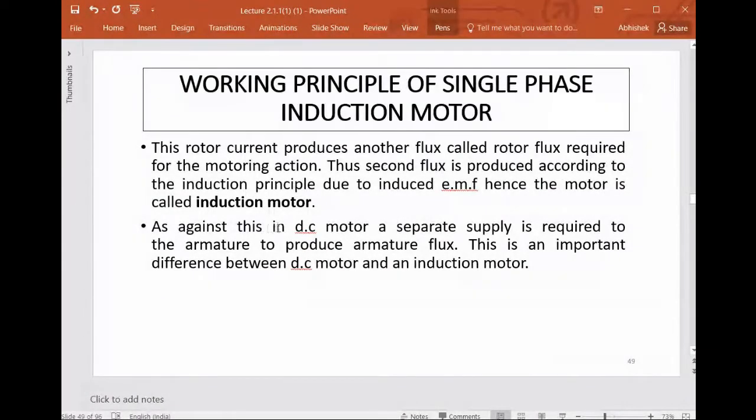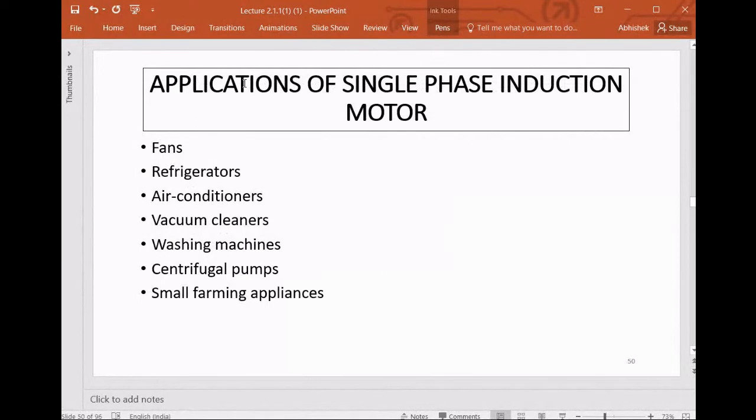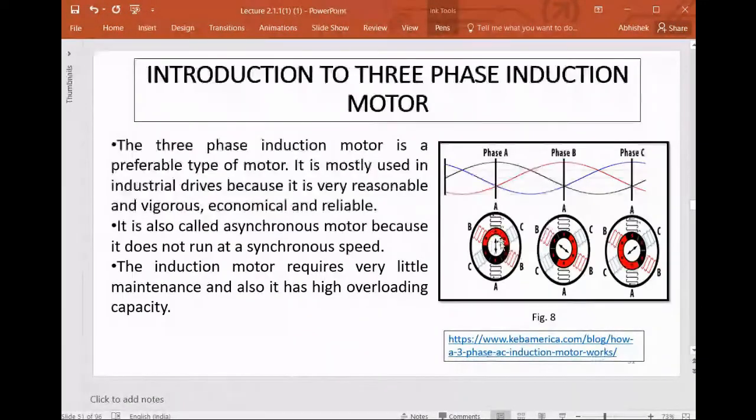As against this, in the DC motor, a separate supply is required to the armature to produce the armature flux. So this is an important difference between the DC motor and the induction motor. You can see the applications of this single phase induction motor. We can use these single phase induction motors in fans, refrigerators, air conditioners, vacuum cleaners, washing machines, centrifugal pumps, and small farming applications.